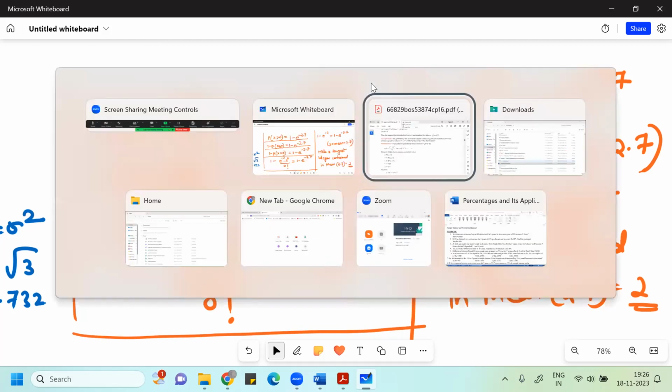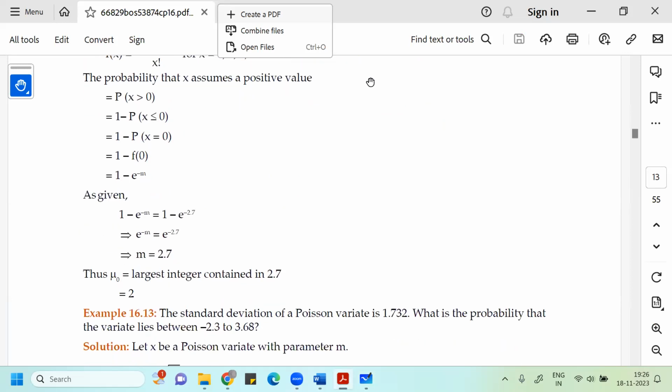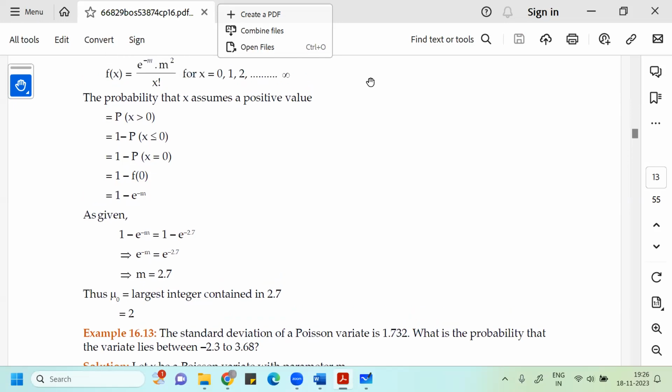Can I go ahead? So same thing when you do, you'll get the answer as mode is equal to 2. Okay. Can you try this example 16.13?